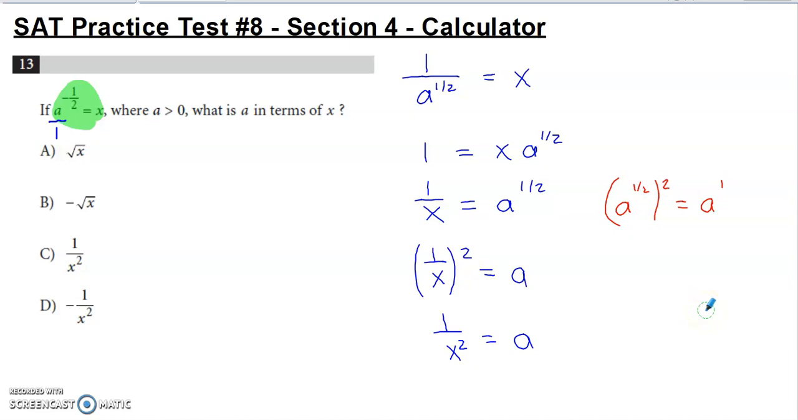You might also recognize that a 1/2 power is really a square root, and the way that we undo a square root is by squaring. Either of those options is going to require for you to square both sides of the equation in order to get A to the first on the right-hand side. And when you square this fraction, squaring the top keeps you at 1, squaring the bottom gives you x squared. We are looking at option C.